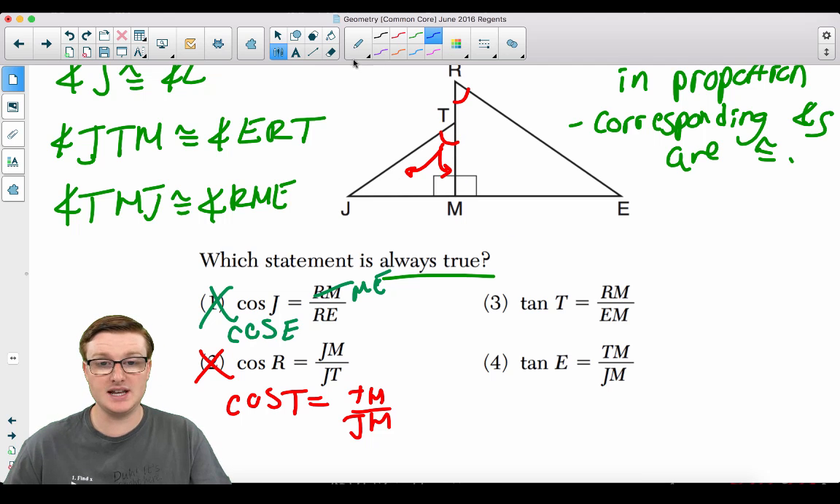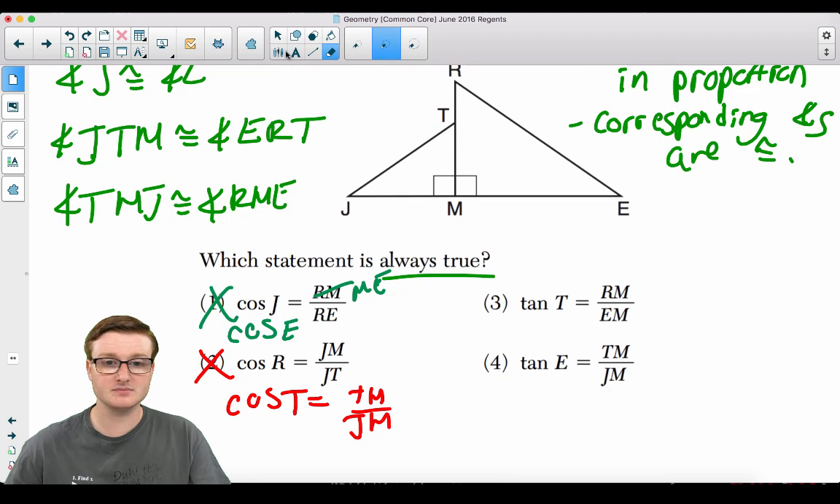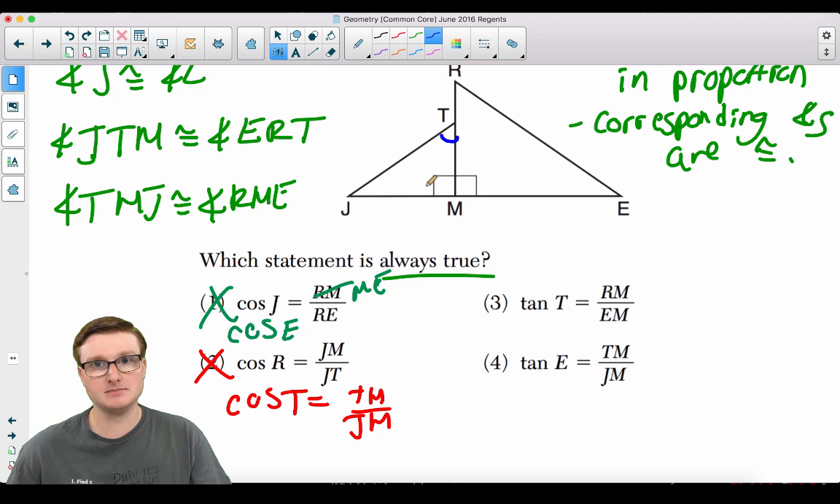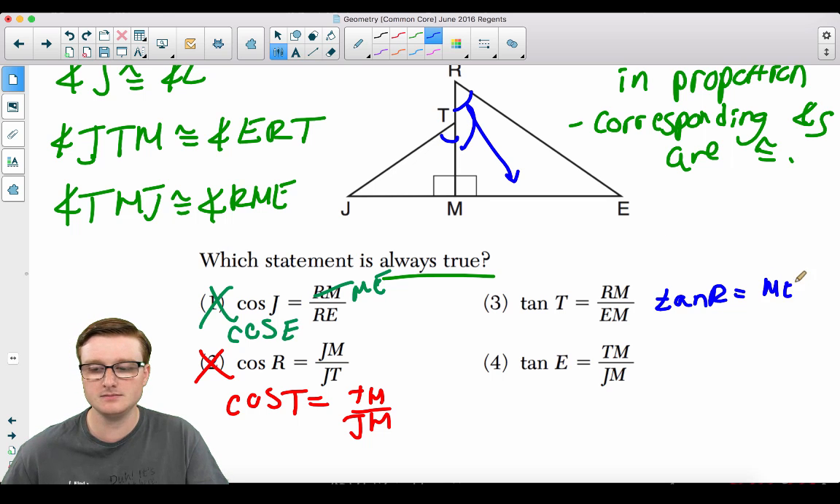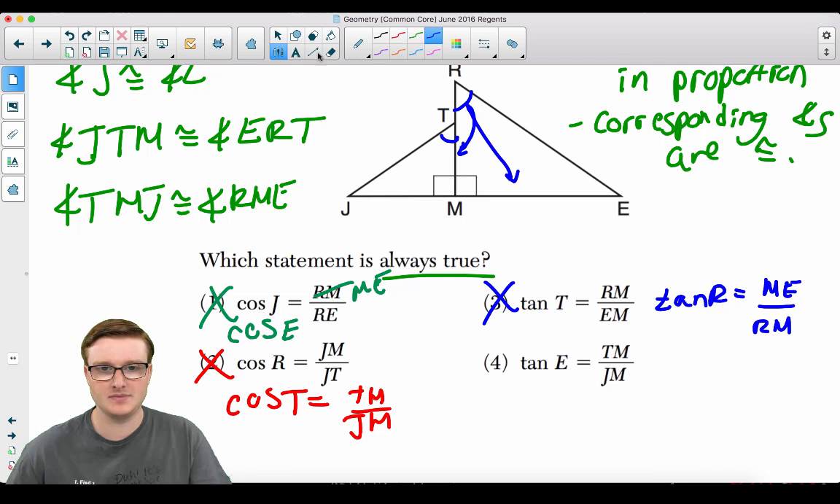The tangent of T, okay? The tangent of T is the same thing as the tangent of R, because again, angle T is congruent to angle R. So what is the tangent of R? Well, the tangent of R is equal to the opposite, which is ME, over the adjacent, which is RM. That is not being shown here, so choice 3 is wrong again.